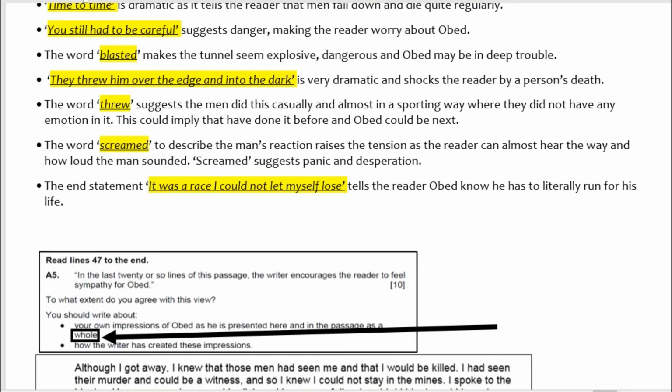So it's almost like you throw a ball or something. "Threw" suggests it in almost a sporting way. They had no emotion to it. This could imply they've done it before, and Obed could be next.